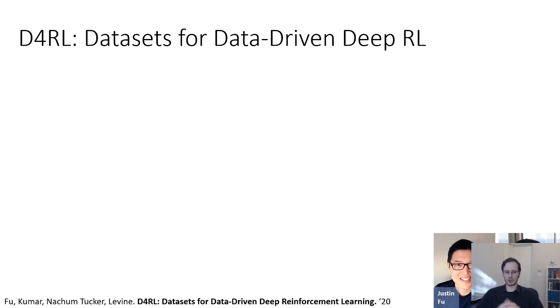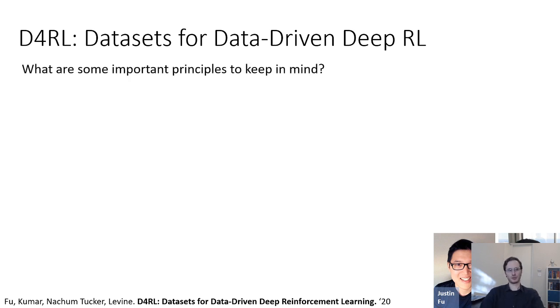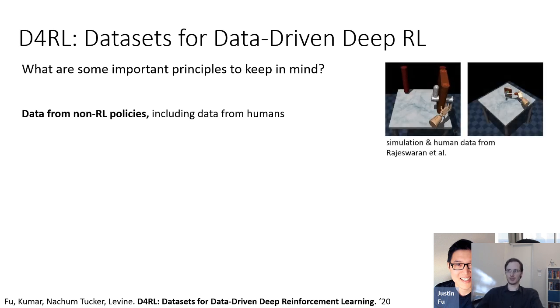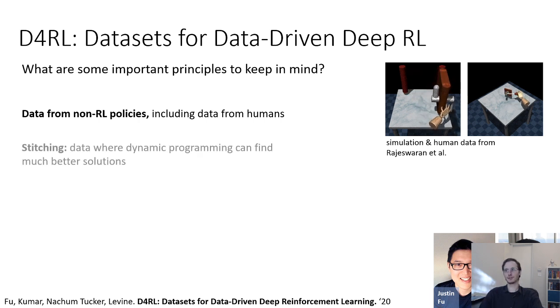D4RL is actually rapidly picking up. It's rapidly becoming the most popular benchmark for offline RL because it really exercises the kinds of properties you want in offline RL algorithms. So what are some important principles to keep in mind? Well, you want data from non-RL policies, including data from humans. So we included things like the dexterous manipulation data that I showed before. This was based on data collected by Arvind Rajaswaran and colleagues.